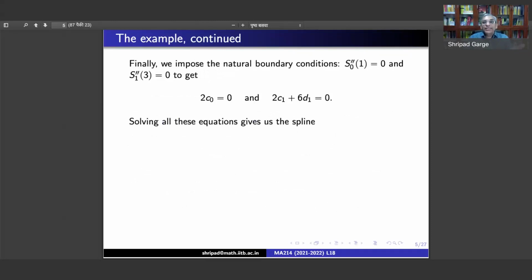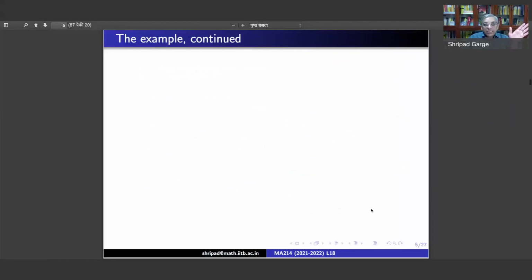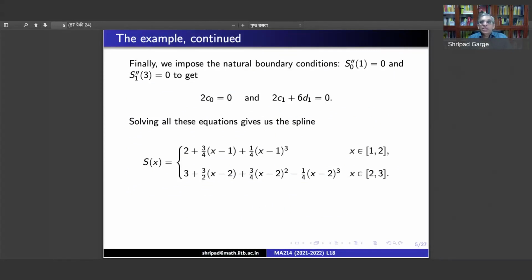So here you already see that C0 has to be 0. 2C1 plus 6D1 equal to 0 gives you some value for D1 in terms of C1. If you put it back in the earlier equations, you would have some equation in terms of B1 and C1, and C0 is 0. So this gives you just B0 plus D0 equal to 3. And here you have B0 plus 3D0 equal to B1. And finally, you have 2C0 plus 6D0 equal to 2C1. All these conditions can be put together. And when you solve these equations, we get this particular spline.